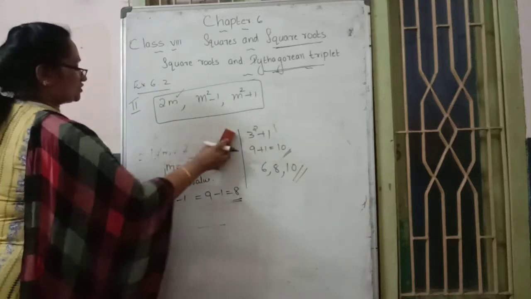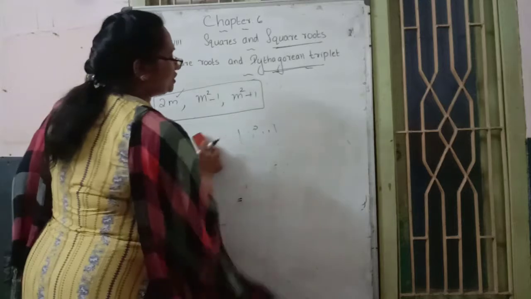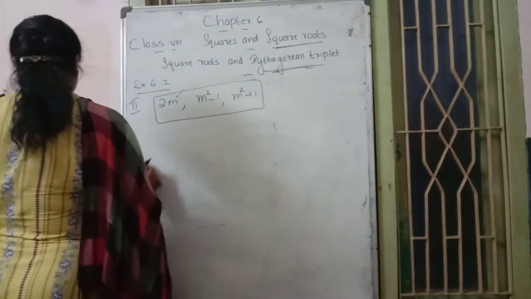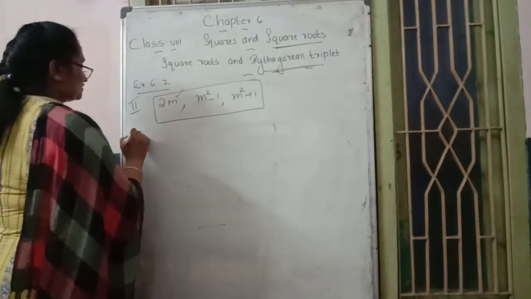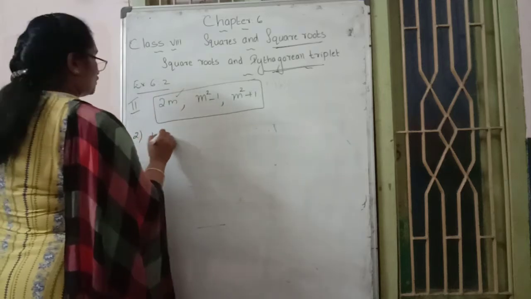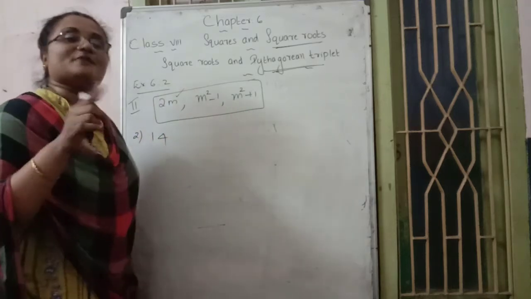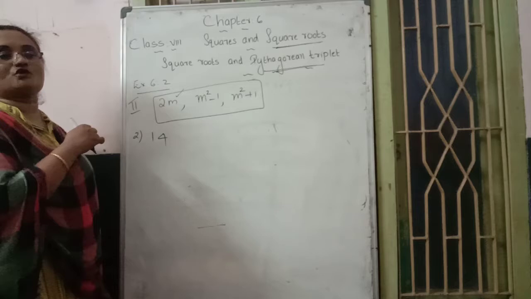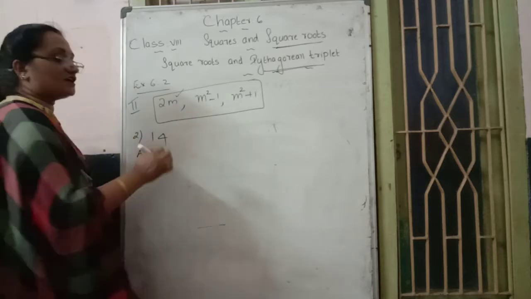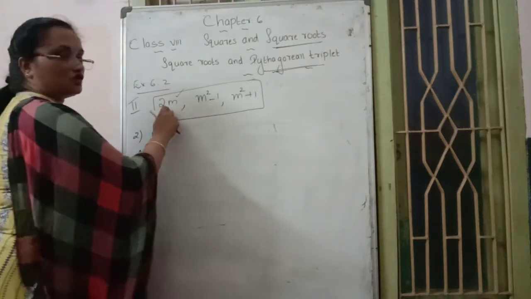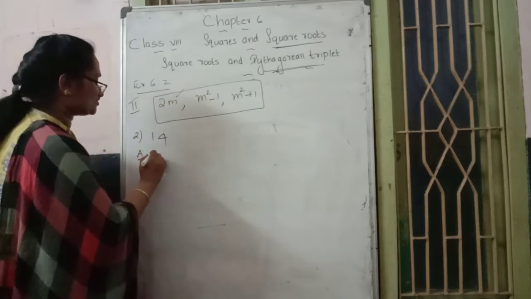Let's say one more question, then you can understand how to do this one. The second question: find the Pythagorean triplet for 14. How to start? Here also the formula for finding the first number is 2m.